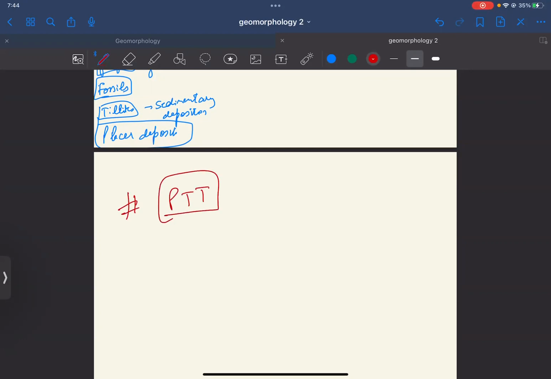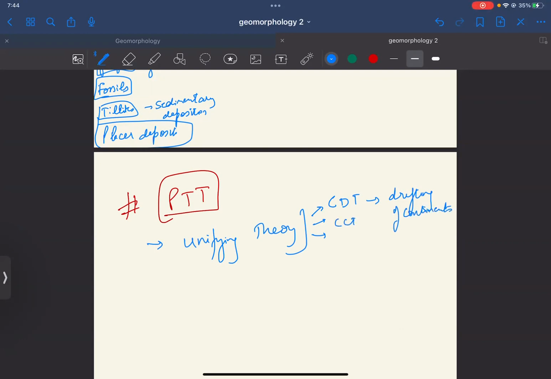Plate tectonic theory. So let's look at its keywords. It is a unifying theory. Why is it a unifying theory? See, first of all, it unifies the concepts of continental drift theory. So it says yes, there is drifting of continents. Then convection current theory, it uses this concept. Yes, the force responsible for drifting is convection current. Then seafloor spreading, it uses the concept that yes, seafloor spreading is taking place. Also, it uses the concept of paleomagnetism to prove itself.